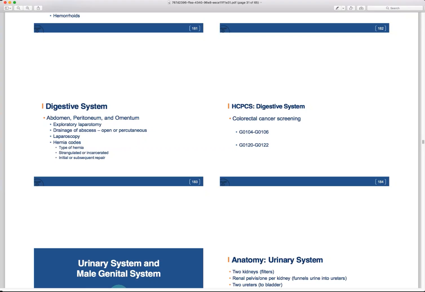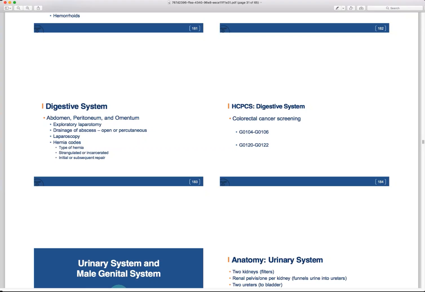Common modifiers within the digestive system are going to be like 78, which is a repeat procedure, 54, which is surgical care only, 76 is repeat procedure, and 58 is staged. Those are just some common ones: 78, 54, 76, and 58.